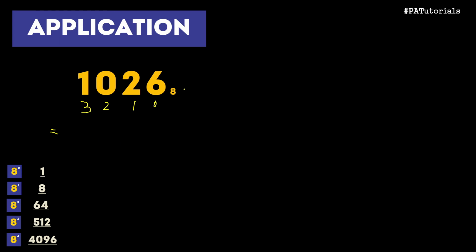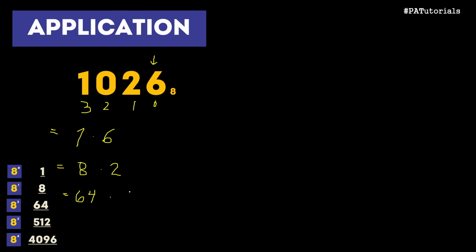Okay? So, we have here 8 raised to 0. Dito tayo magsa-start ulit. So, 8 raised to 0, that would be 1. Times natin dito sa 6. Next naman, 8 raised to 1, that would be equal to 8. Times natin sa 2. Okay? Next naman would be 8 raised to 2, that would be 64.